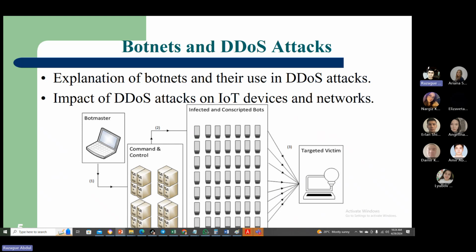And fourth, you see a targeted victim. And this is the recipient of malicious activity directed by the botnet. The arrow marked 3 indicates the attack traffic going from the conscripted bots to the targeted victim. The victim can be a single computer, or a network, or an entire service, or a website. It depends on the situation. The image effectively represents how a botnet can be used to amplify a cyber attack by using a large number of infected computers to target a single system or network.